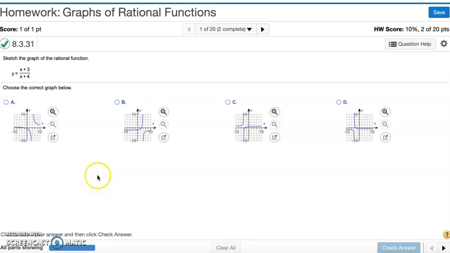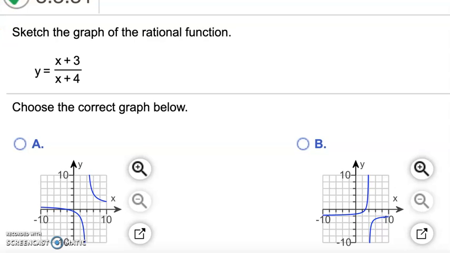Graphs of rational functions. So for number 1, it wants us to sketch the graph of the rational function. So let's zoom this in to take a closer look at it. So we need to find the vertical asymptote first. Remember, a vertical asymptote is a vertical line where the graph approaches it but never ever touches it. To find it, set the denominator equal to 0. So in this case, the vertical asymptote would be -4.